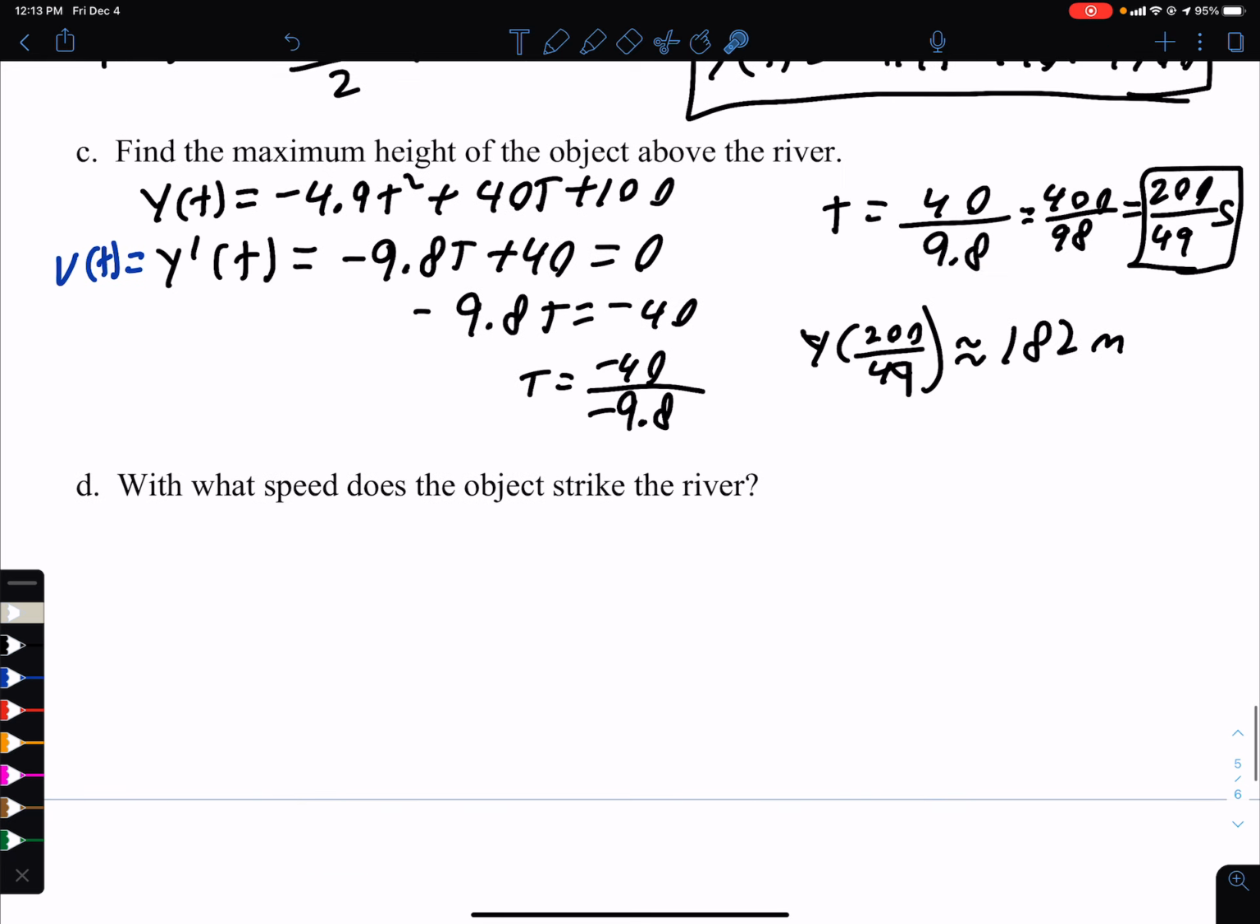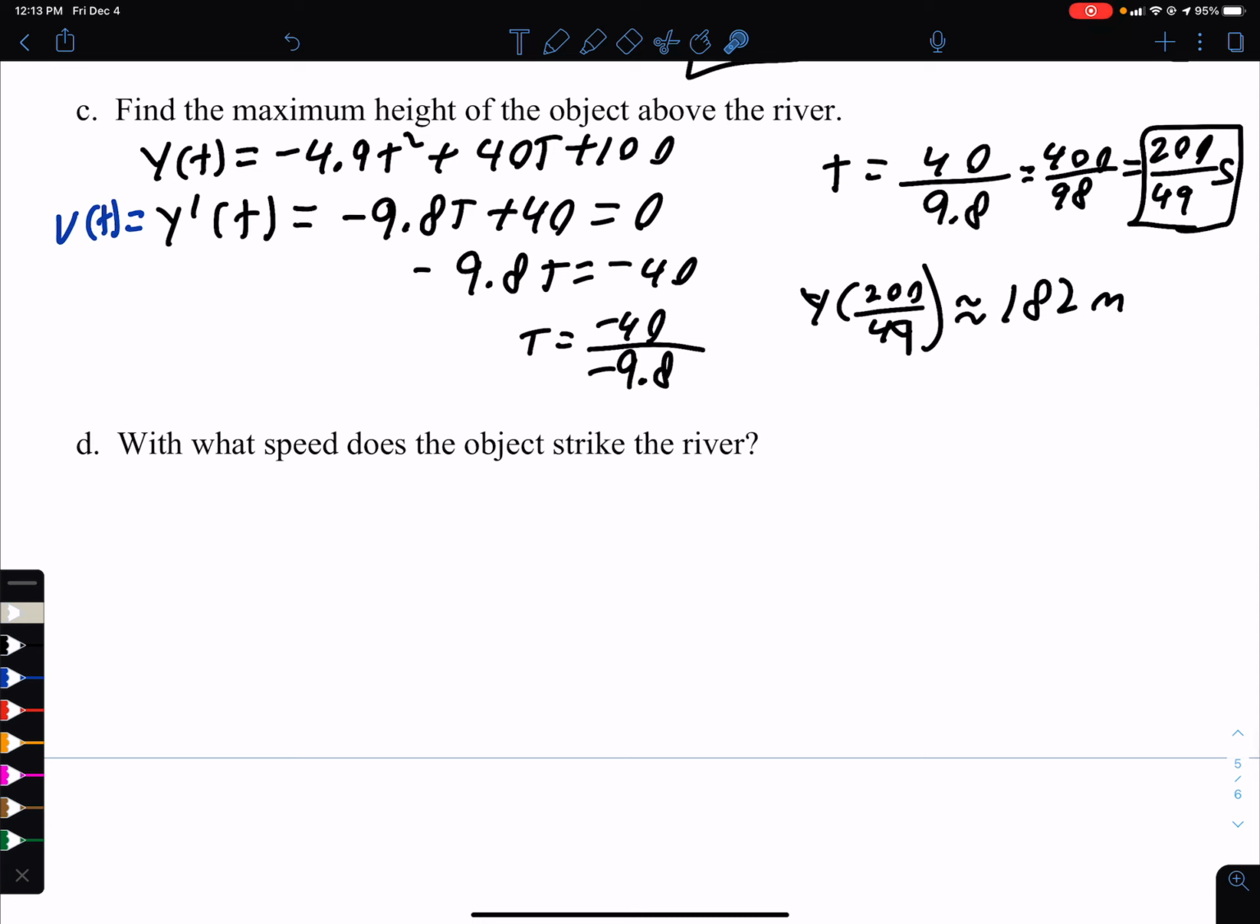Now the next question, what speed does an object strike the river? I don't know, but here's our cliff, and we throw something in the air, and it hits the river. What do we know when it hits the river? Do we know the time? Do we know the velocity? Do we know the acceleration? We actually do know the acceleration because it's always negative 9.8 meters per second squared.